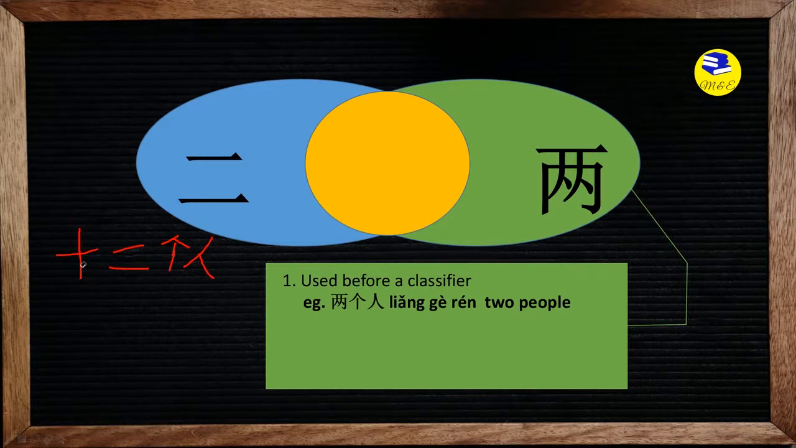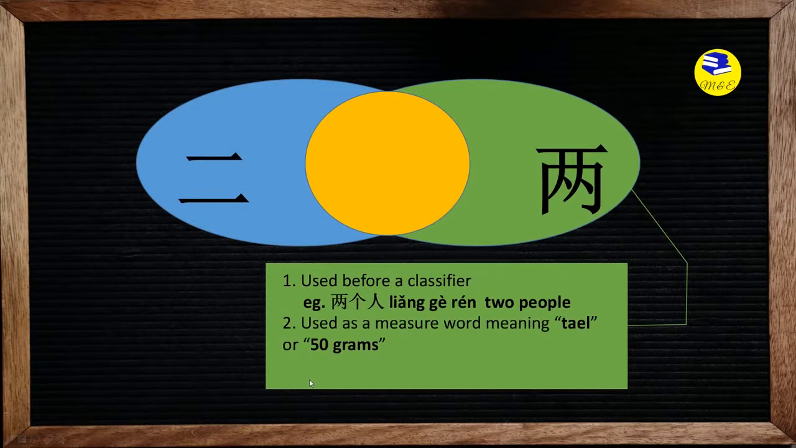Okay. Next one. Next situation is used as a measure word meaning tael or 50 grams. 二两, 50 grams. So here you will use this 两 instead of 二. Okay? The last situation is used in 2 o'clock. When you want to say 2 o'clock, you should say 两点. 两点 instead of 二点. Okay? Only 两点. Okay? These are the 3 situations when you can only use 两. Understand?